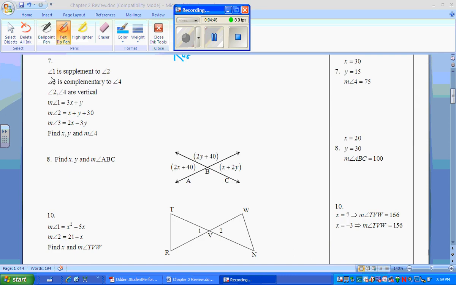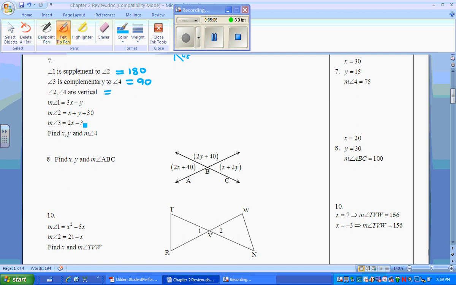Question 7, let's take a look at it. What do we know? Angles 1 and 2 are supplementary, so that means angles 1 and 2 add to equal 180. Angles 3 and 4 are complementary, so that adds to equal 90. And then 2 and 4 are vertical, so that means they equal each other. They're congruent.